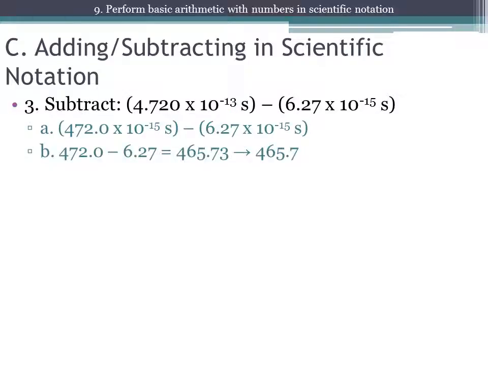Now I will subtract my mantissas. So 472.0 minus 6.27. Calculator will tell you 465.73. Rounding for sig figs, notice this first measurement only goes to the tenths place. So I'll round my answer to the tenths place, 465.7. My exponent stays the same. They're both 10 to the negative 15, so it'll stay there. But notice this time the decimal does not end up in the right location. I need one non-zero digit to its left, so I'll need to move the decimal two places to the left, and that will change my exponent to 10 to the negative 13th. If the decimal goes left, the exponent has to get bigger.